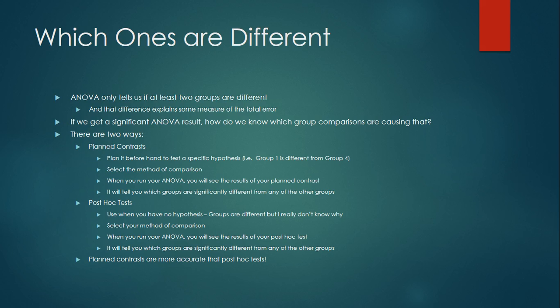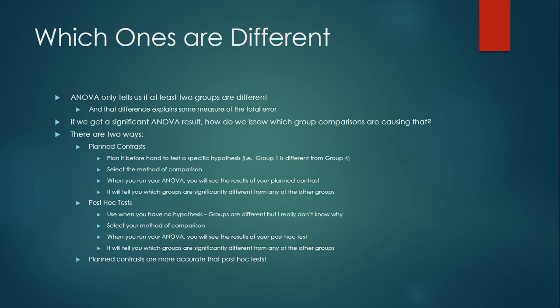If we really have no idea, don't have any real hypothesis about what's going to be different, then we could run what's called a post hoc test. And a post hoc test will do exactly that. It will do a pairwise comparison of all of the groups, and it will return a result that shows you, along with a p-value, what is significantly different.